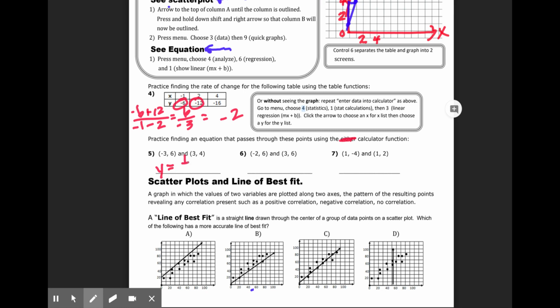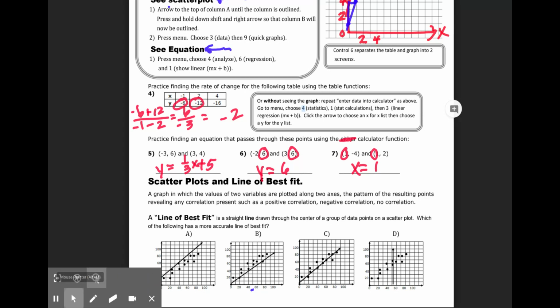So this will be y is equal to 1/3 x plus 5. Number 6, this one is y is equal to 6. And one thing to always observe is if any of the numbers repeat that are in the same location, if it's the y values, then it's y is equal to 6. If it's the x values, then it's going to be x is equal to 1.